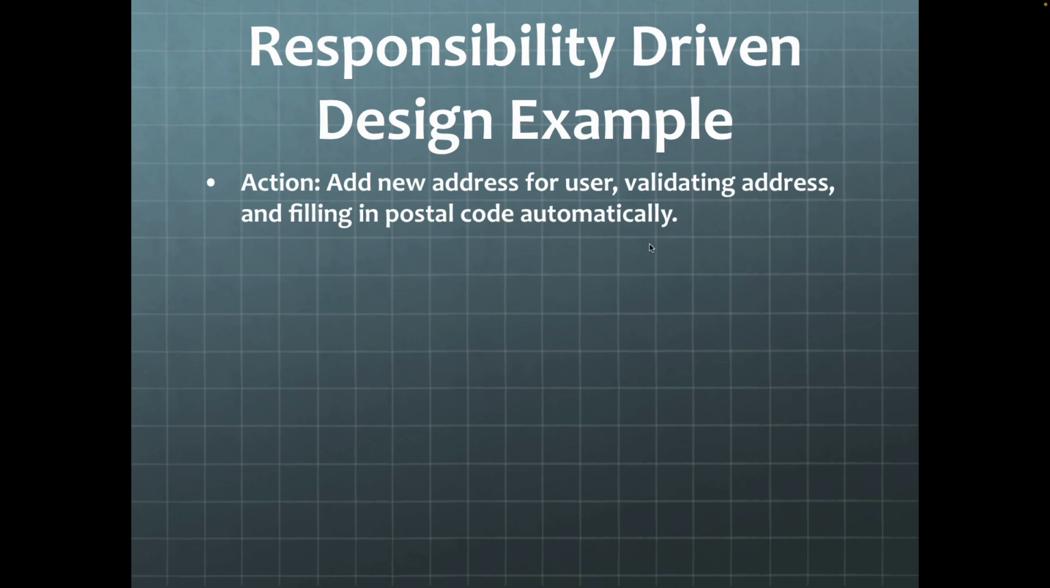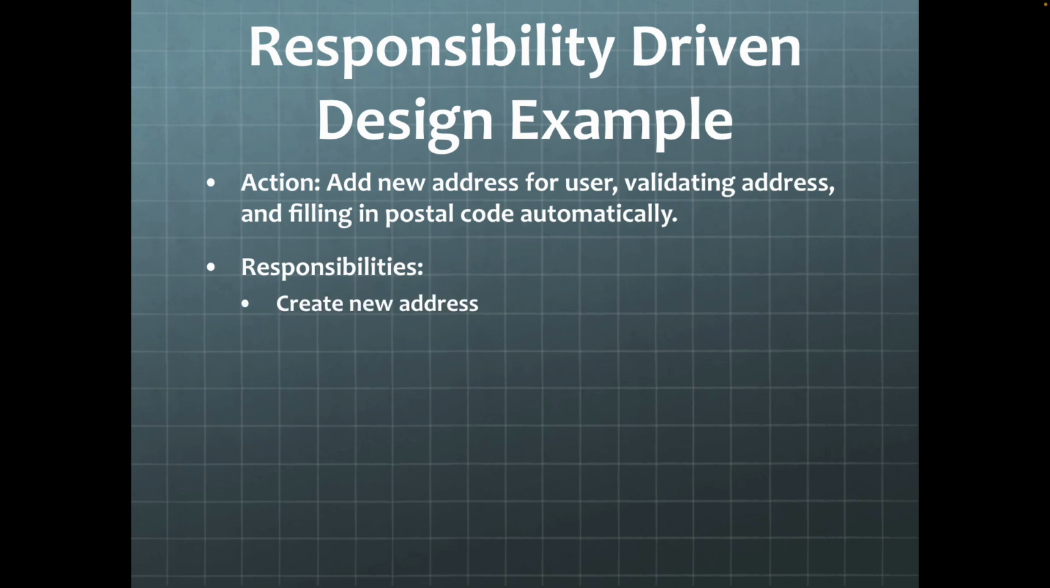So for example, let's just say there's a user. I know the user ID. I don't care who the user is. And I just want to add an address. So I'm going to add the street, city, and province. And that's it. And then the system is smart enough to figure out the postal code automatically for me.